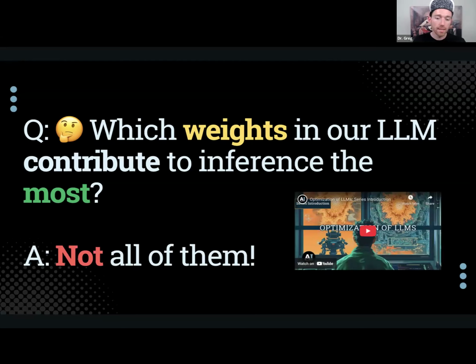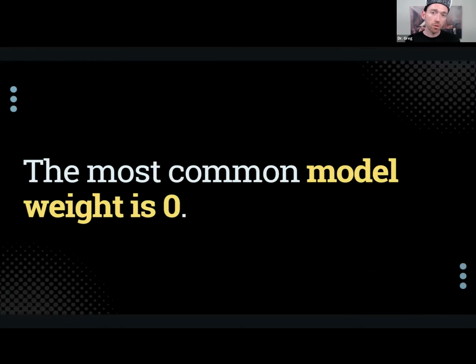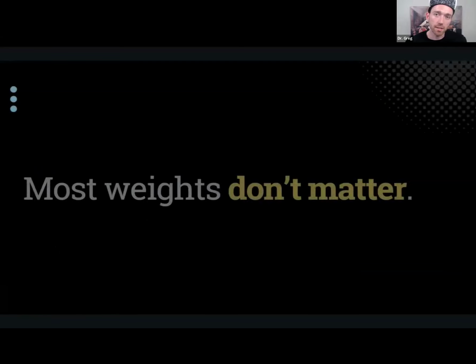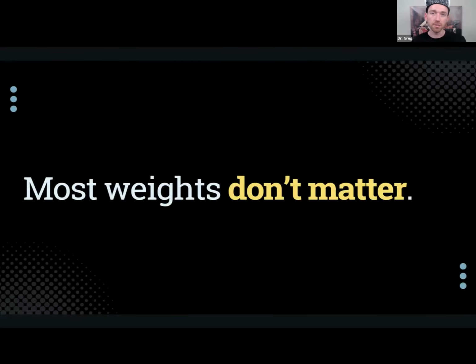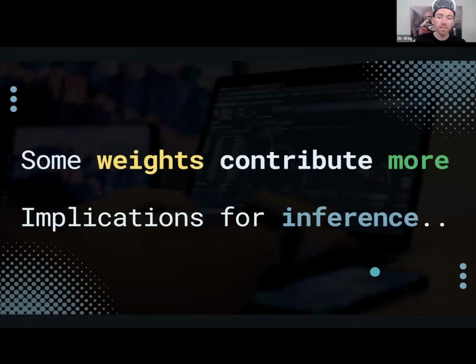That's for sure. And in fact, a fun fact, and we've learned this from extreme quantization, is that the most common model weight is actually 0. If it wasn't clear that everything doesn't matter the same amount, that does really make it clear. When you get to the extreme quantization, if you go super extreme, you just have 1 or 0. You start to see that most weights really don't matter that much. In other words, some weights contribute more than others. That has implications for inference.